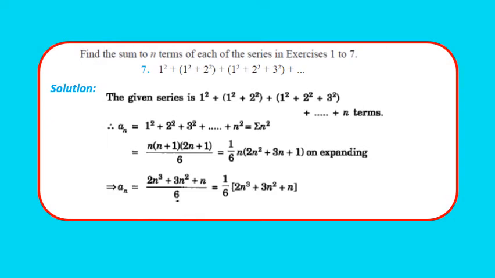Moving to question 7. Find the sum to n terms of the series 1 square plus 1 square plus 2 square plus 1 square plus 2 square plus 3 square and so on. Now the given series is 1 square plus (1 square plus 2 square) plus (1 square plus 2 square plus 3 square) and so on, up to n terms. So here an will be equal to what? Sigma n square, 1 square plus 2 square plus 3 square up to n terms. So we are getting n into n plus 1 into 2n plus 1 upon 6, which is equal to 1 upon 6 into 2n cube plus 3n square plus n. So we can write this an as 1 upon 6 into 2n cube plus 3n square plus n.